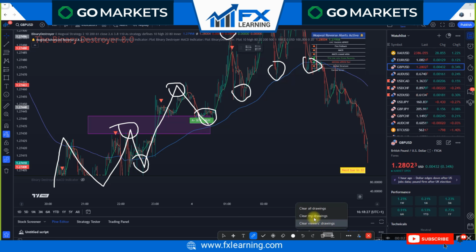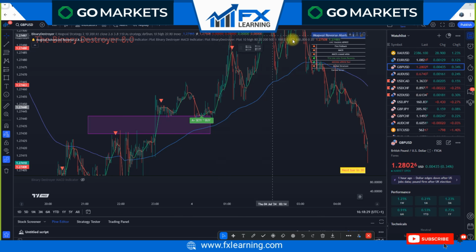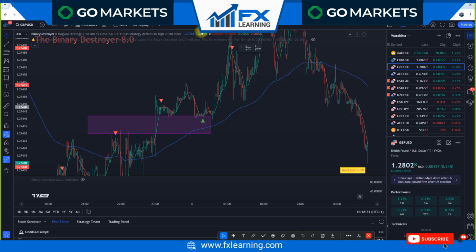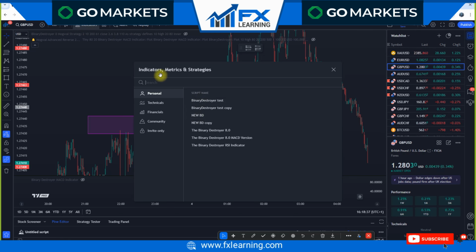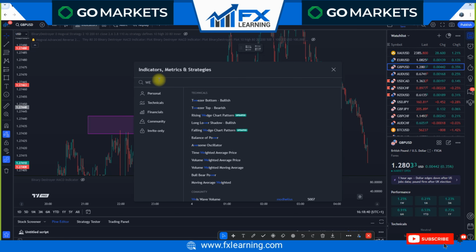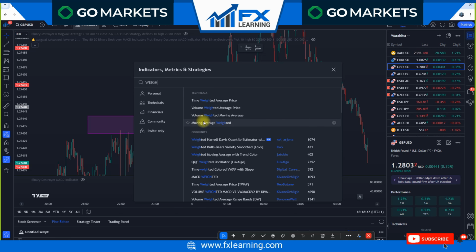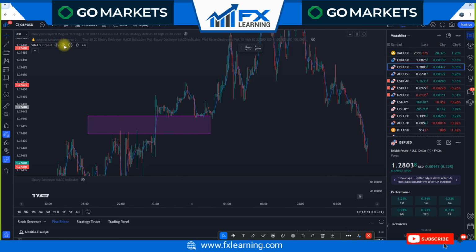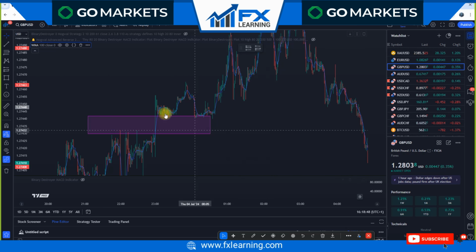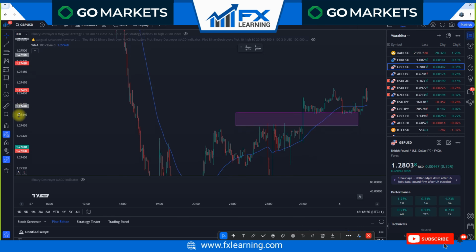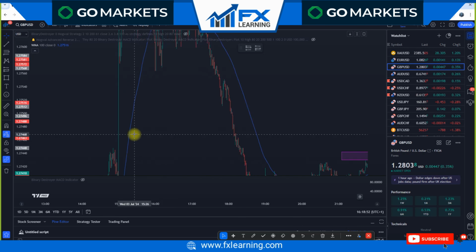So what we're going to do is I'm going to delete the binary destroyer here, and we're just going to add a 100 moving average, same as before. The reason why I add the 100 weighted moving average, there we go, is it just helps identifying the trends. Now we're going to be doing this on the 1 minute time frame, but you can do this on all time frames. It doesn't matter what time frame you do it on, 1, 5, 15, 1 hour, daily.